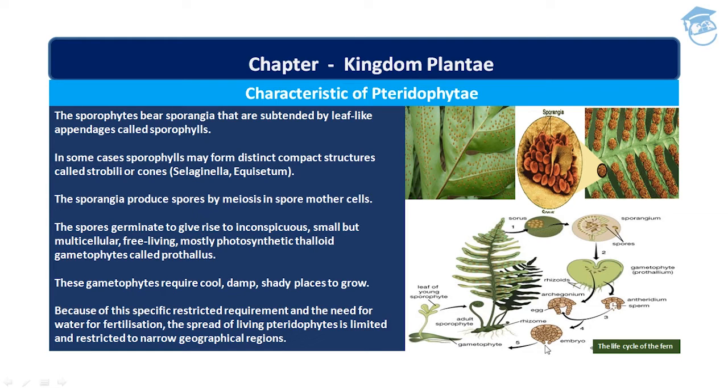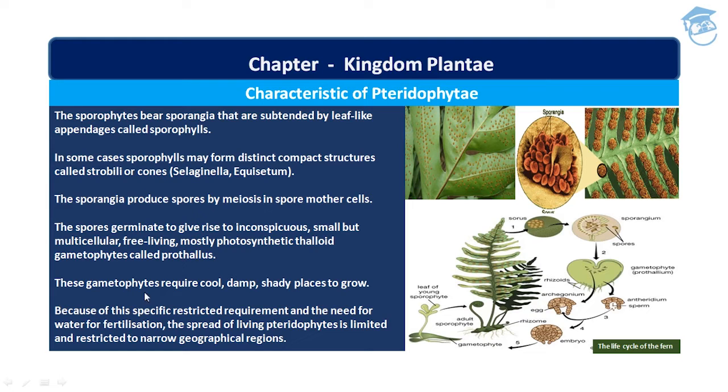Okay. This is the life cycle, from the sperm to produce the embryo, and then ultimately it sprouts out and grows in shady places to give rise to this adult sporophyte. Okay, so this cycle goes on and on.